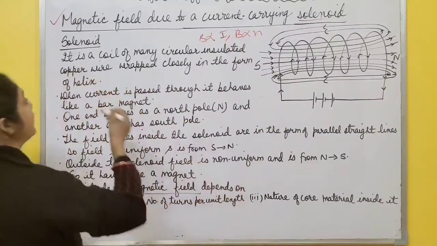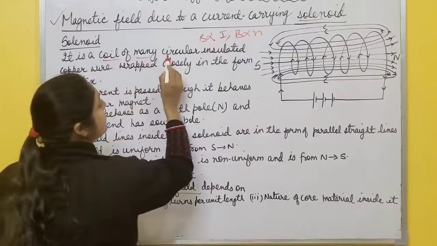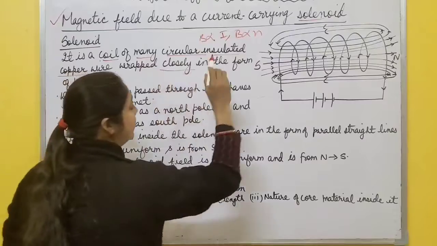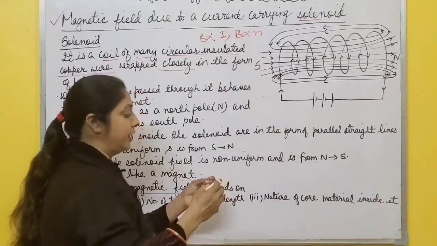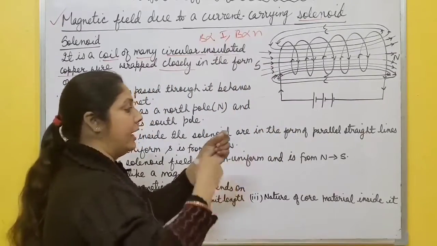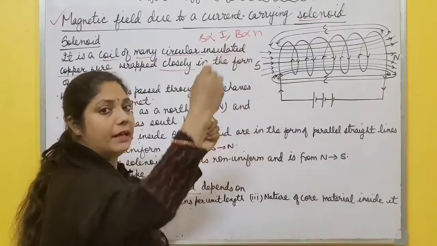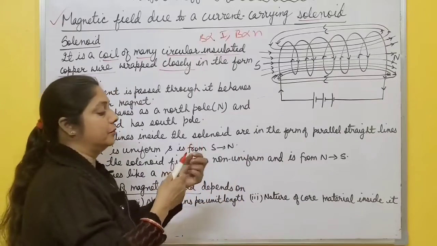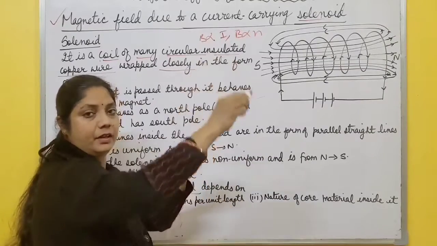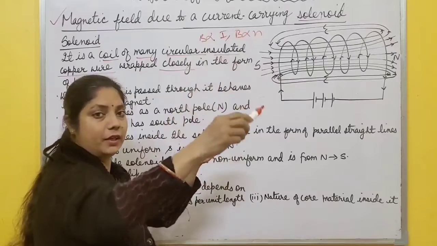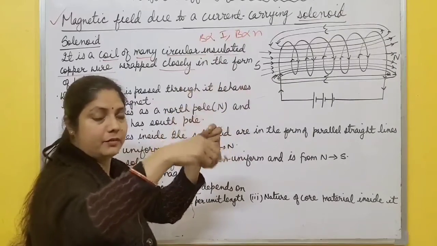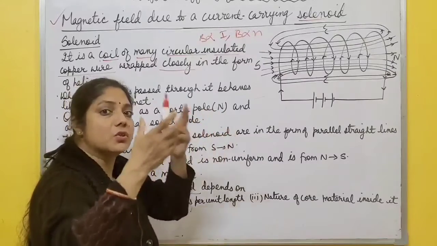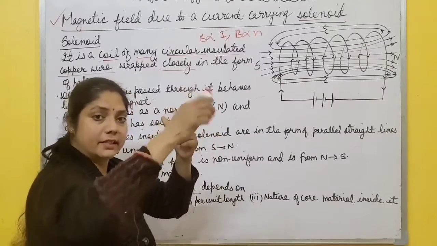What is a solenoid? It is a coil of many circular insulated copper wire wrapped or wound closely in the form of a helix. If you take insulated copper wire and wrap it in the form of a helix, like a spiral binding, what happens? If you pass current through this number of turns, the same current is flowing, but in different circular turns, a different amount of magnetic field is present. So in this way, a strong magnetic field is present inside this solenoid.